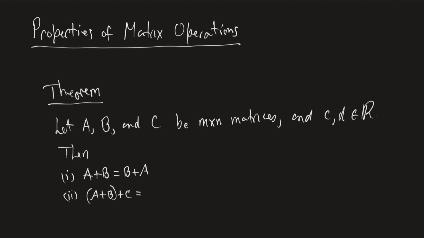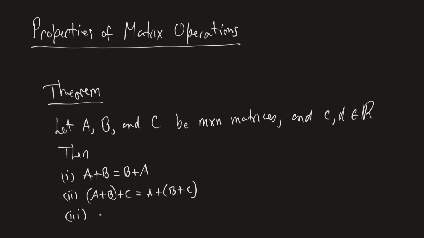So let's say you have three matrices that you're adding. You can add the first pair and then the third, or you can add the last pair and then the first. So the way you group your terms when you're adding doesn't matter if that operation is matrix addition. And again, this is a property that we've seen several times.